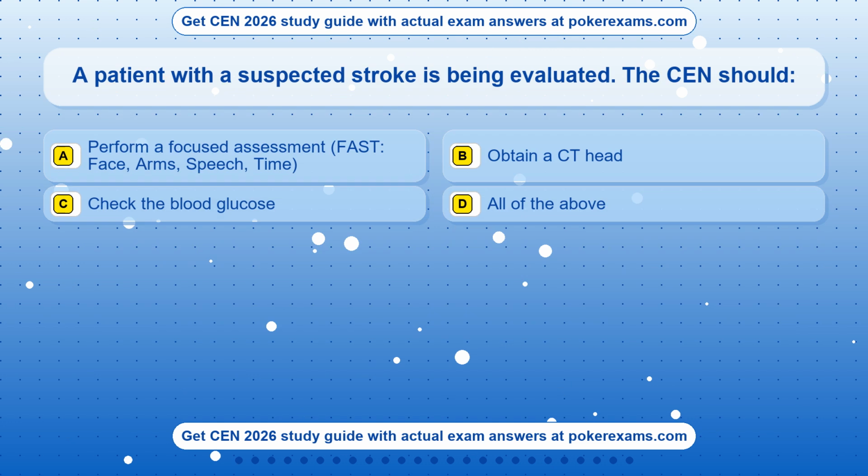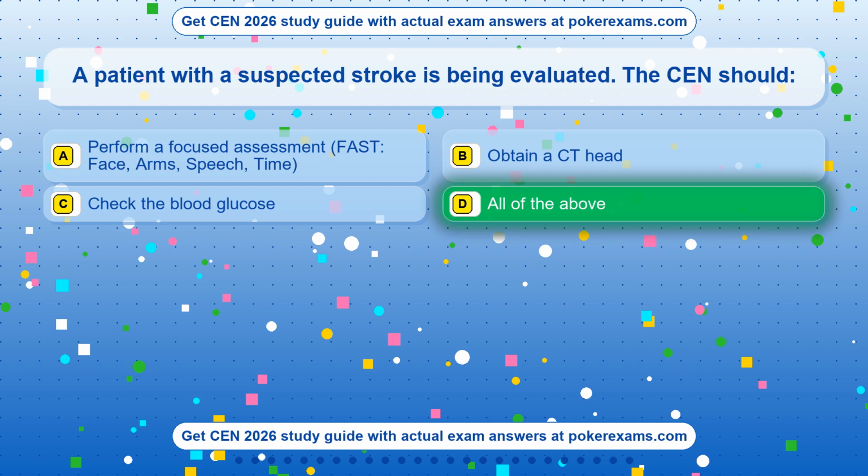Question 8. A patient with a suspected stroke is being evaluated. The CEN should: Option A. Perform a focused assessment, FAST, face, arms, speech, time. Option B. Obtain a CT head. Option C. Check the blood glucose. Option D. All of the above. The correct answer is option D, all of the above.